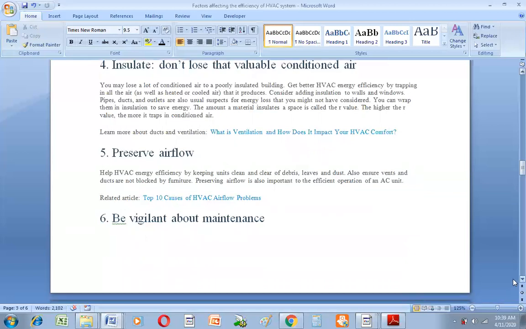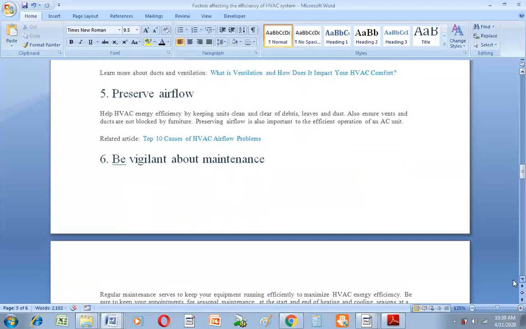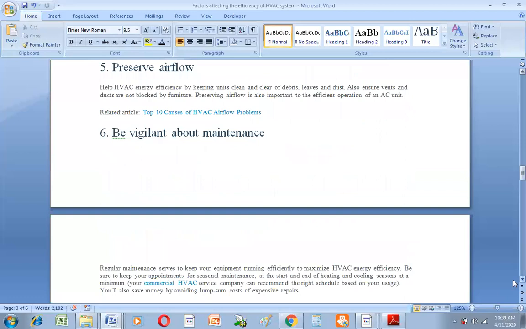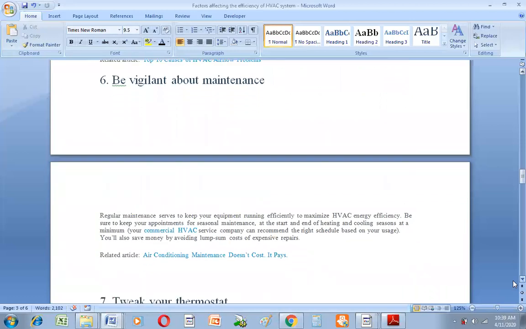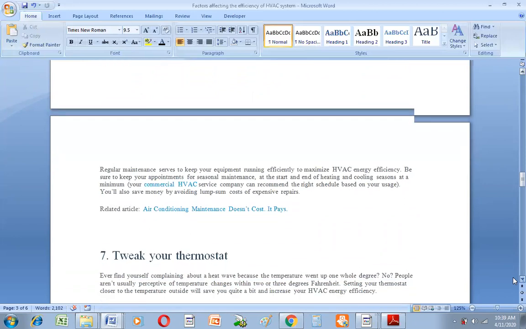The next point is we have to maintain the system, maintenance. We have to take care of maintenance. We have to maintain the system frequently so that your compressor, motor, etc. will work efficiently. Regular maintenance serves to keep your equipment running efficiently and maximize the HVAC energy efficiency. So maintenance of the equipment is very important.